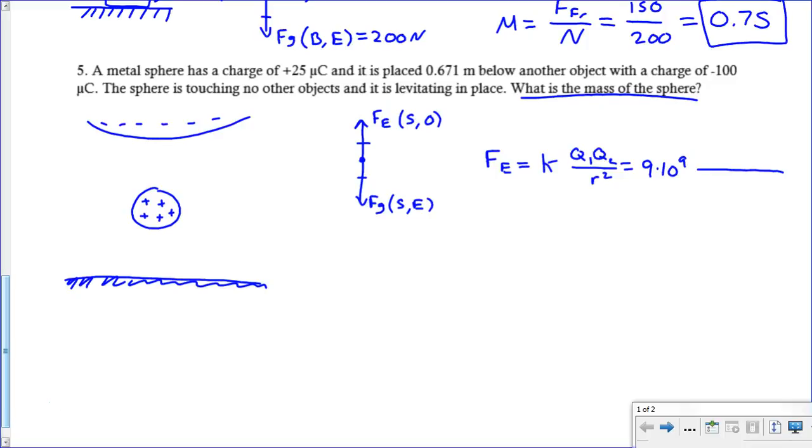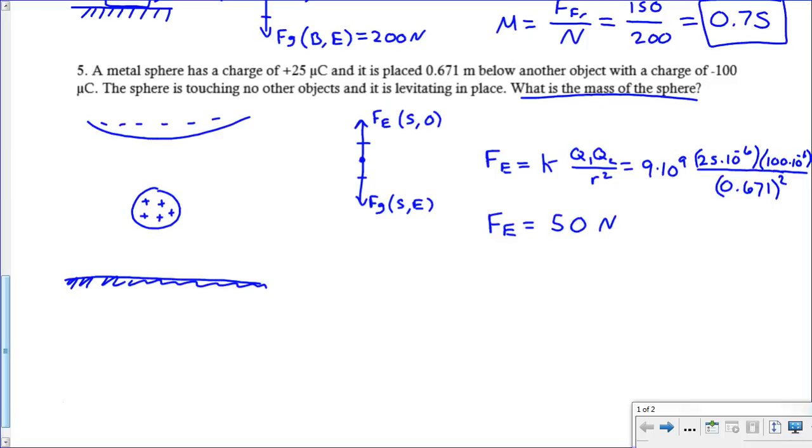So what we do is we plug this in. You have to have 25 times 10 to the negative 6th for a microcoulomb, and then the other one is 100 microcoulombs, so 100 times 10 to the negative 6th, and it's over the radius squared. Luckily, this one is in meters, so we don't have to convert that one. It's 0.671 meters, and then we have to square that. If you plug that into your calculator, you should get something around 50, like 49.97, but I think that 50 is close enough. So it's just about 50 newtons.